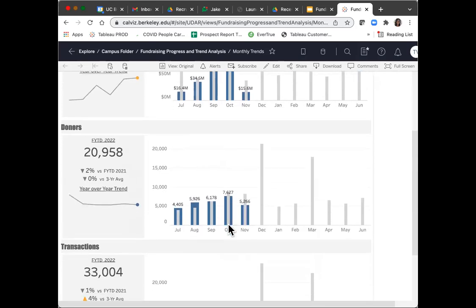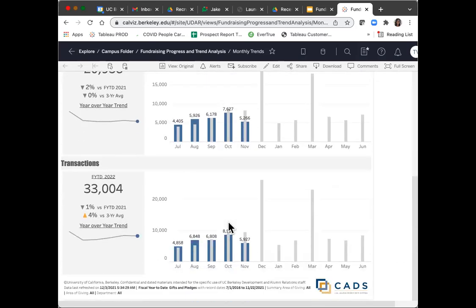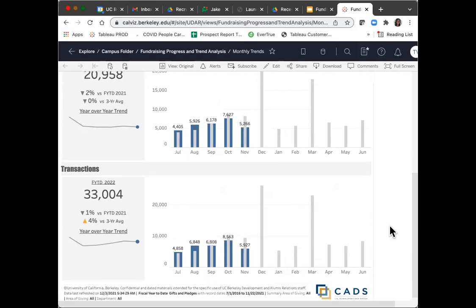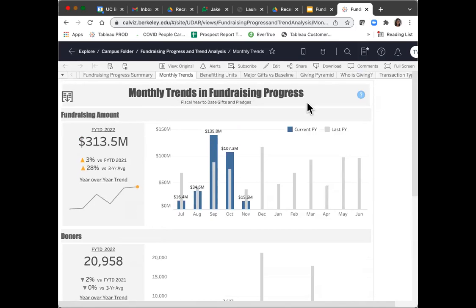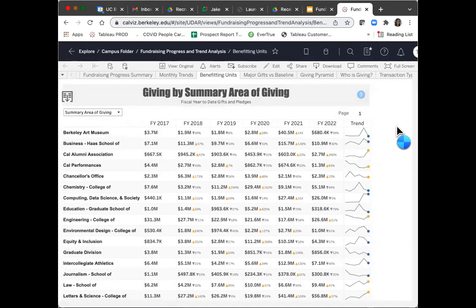We did the same for donor counts and transaction counts. So this is how many gifts and pledges have been recorded. So these were the things that our fundraisers cared about, so we put it pretty far up front. And over here, you'll see these are benefiting units. This is a lot of information, right? Not everyone cares to see all of it, but we show it in such a way that they could compare themselves if they want to.